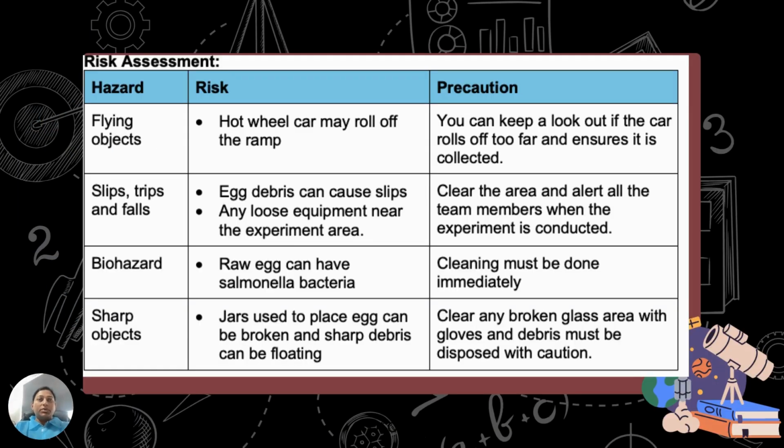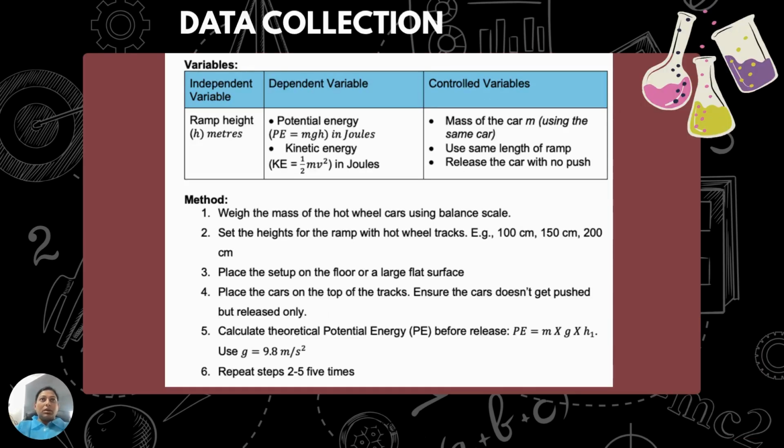Now, before you proceed with the experiment, make sure that you understand the risk. You are having a flying object, because when you release a car down the Hot Wheels track, it can fly. And if you forget to look out, it can roll over. And if you forget to leave it on the floor, you can slip and fall. Also, you're working with an egg here, so make sure that you're careful with your biohazards. Cleaning must be done immediately. And also, to hold the egg at the end rather than allowing the egg to be unstable, we are using glass jars, glass containers, so there can be sharp objects if it cracks. So keep that in mind.